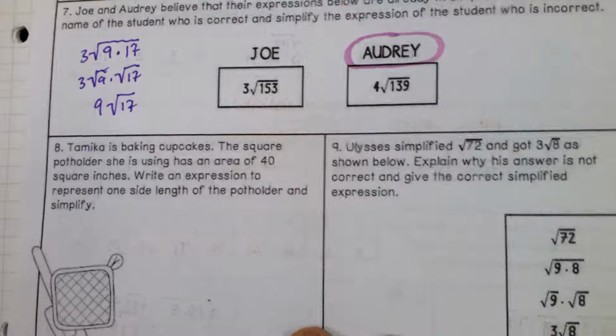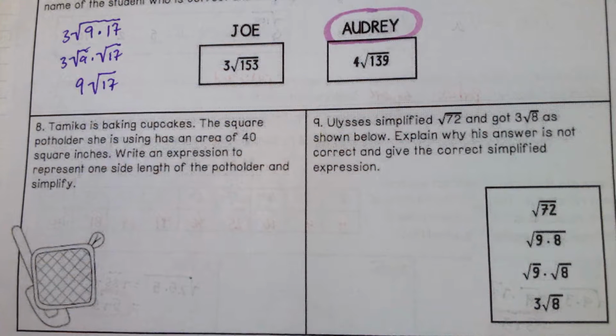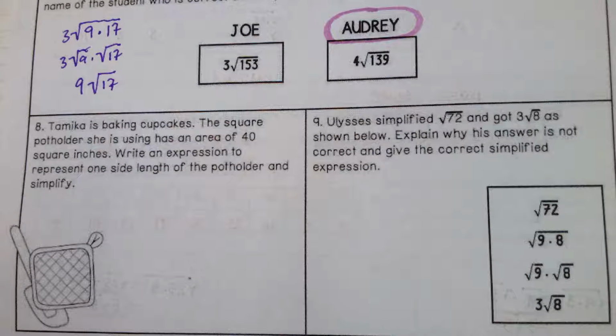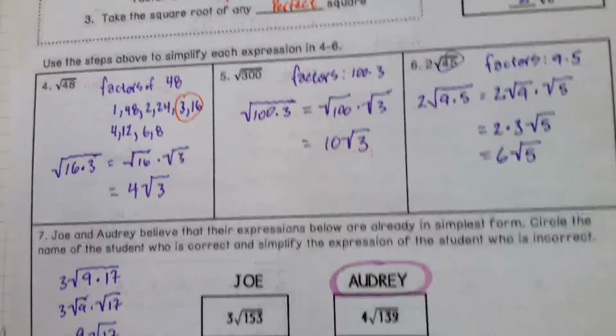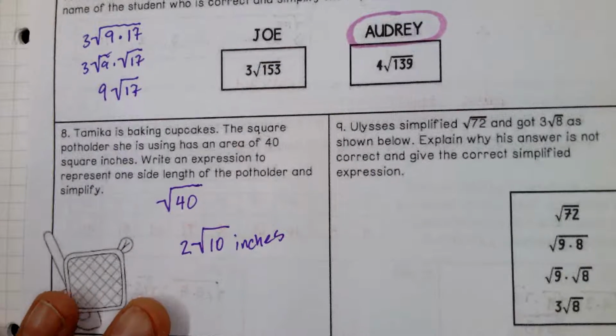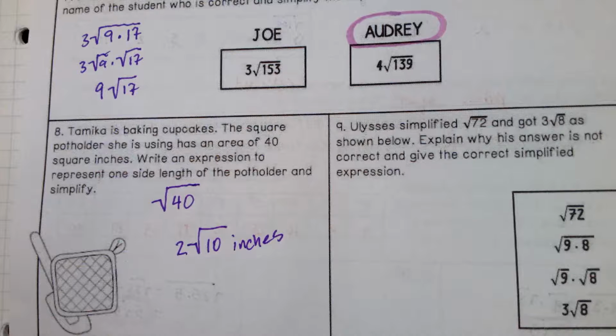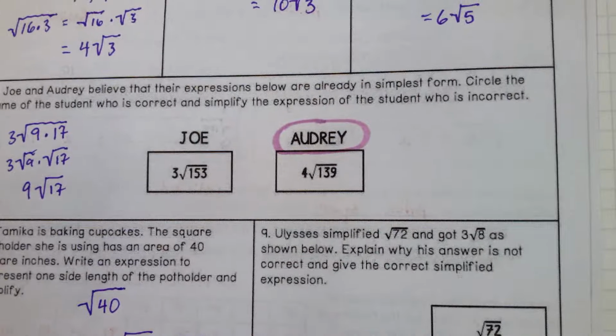All right. I'd like you to try number 8 on your own. Check in with your table partner. All righty. So since we had to find the square root of 40, 4 times 10 makes 40. That's the largest perfect square. 4 is. So we get 2 radical 10 inches. Okay.